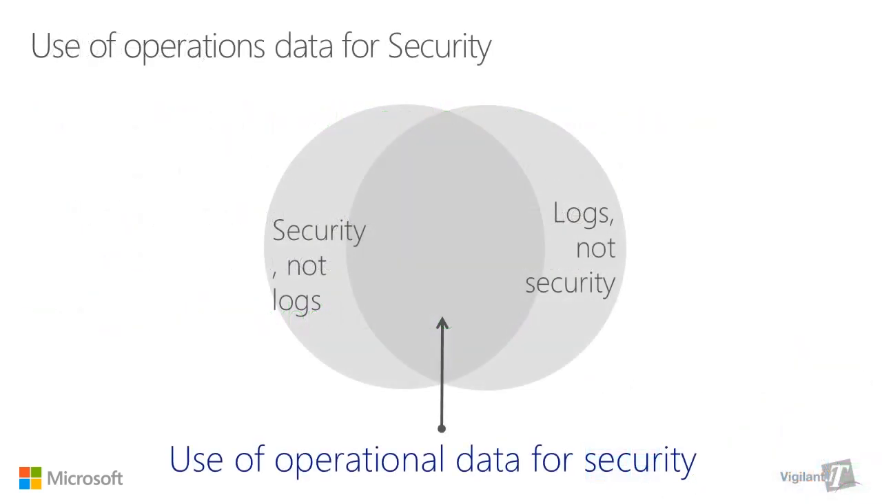There is an overlap between security and operations teams, and there is a blur right in the middle. The primary cause of this blur is the mix of both security and operations data. There is security data that is not logs, and there are logs that are not security. There is a clear overlap between operations data and security data.